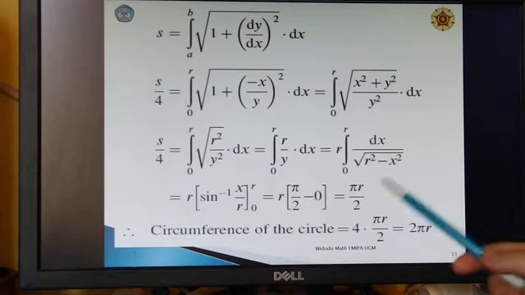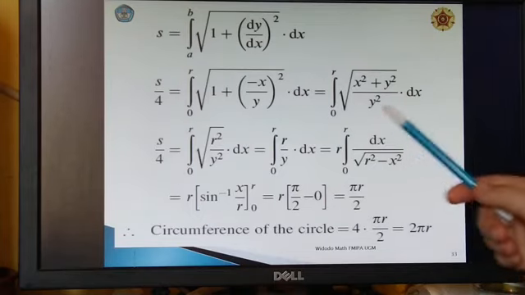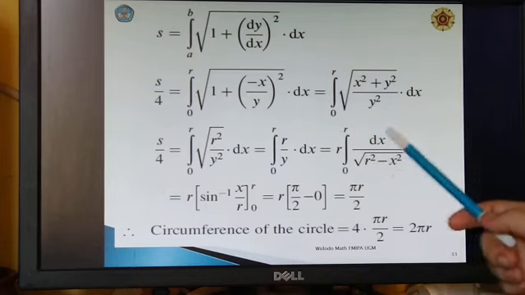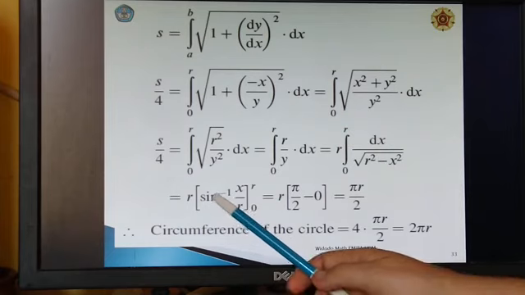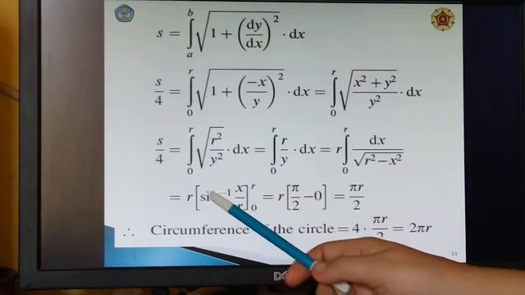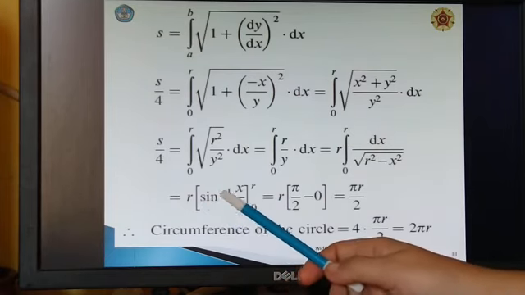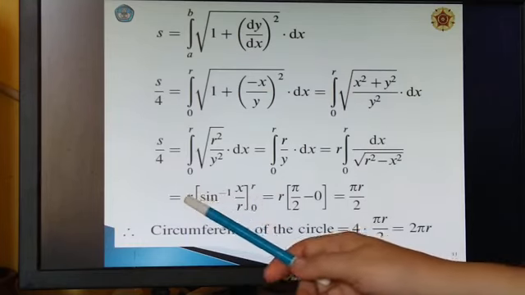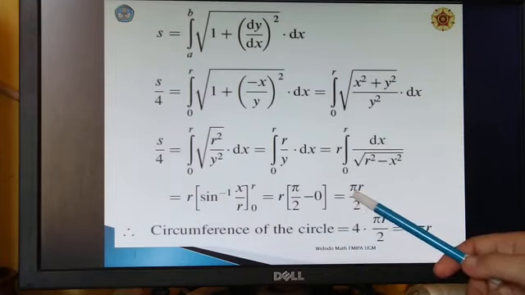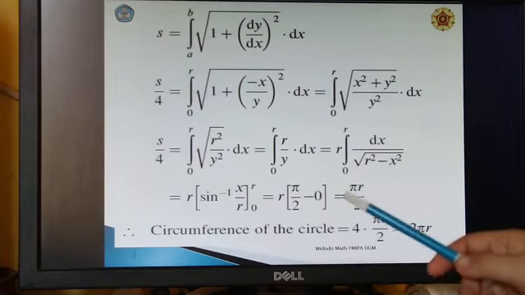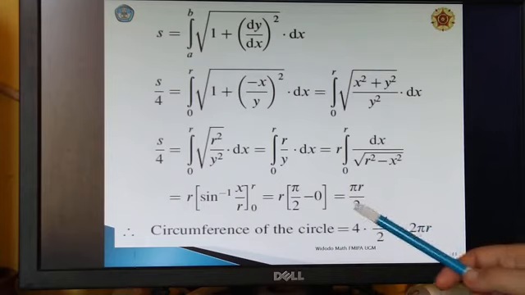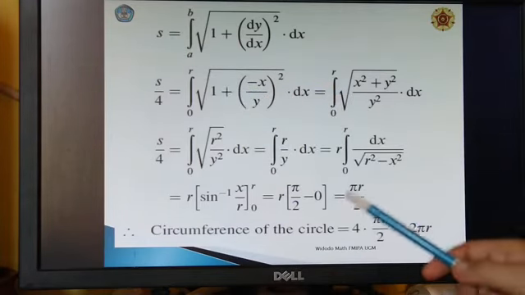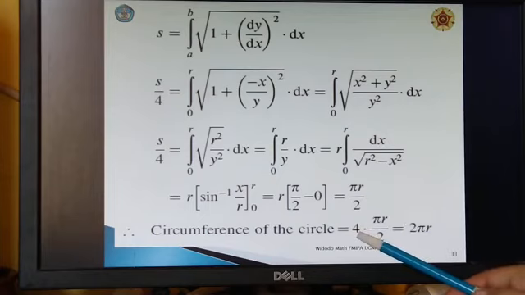And by using the formula of the definite integral, we have that this is equal to arcsin(x/r), or sin⁻¹(x/r), from 0 until r. So altogether, if you calculate, it is πr divided by 2. But this arc length is only on the first quadrant, so we have to multiply by 4.